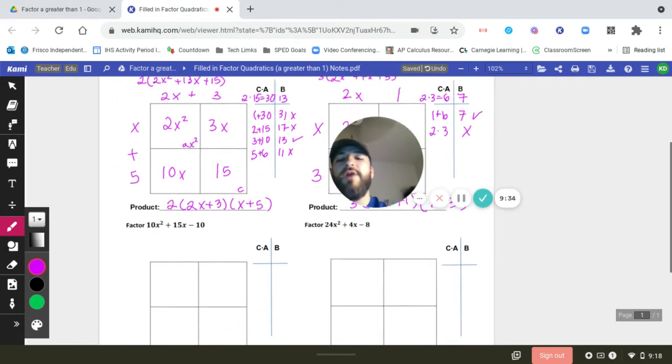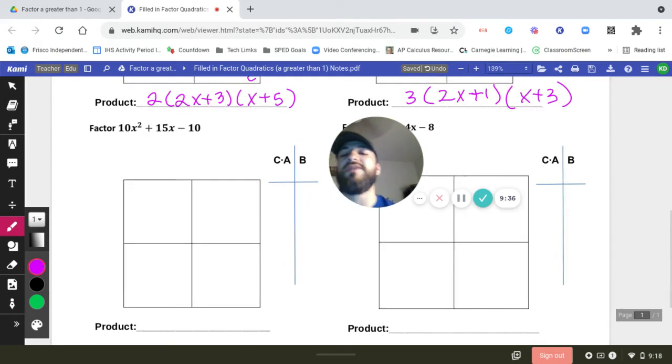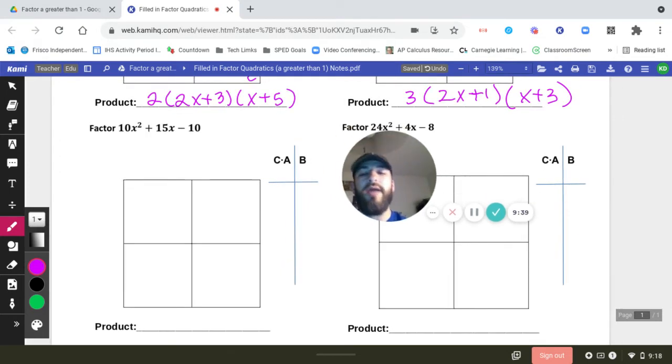All right, y'all, let's keep going. Okay, number 3, 10x squared plus 15x minus 10. Okay, so once again, first thing we want to look for a GCF. 10, 15, and 10, all divisible by 5. Not all divisible by 10, though, because obviously 15 can't take out of 10. So I can take a 5 out of all of these.